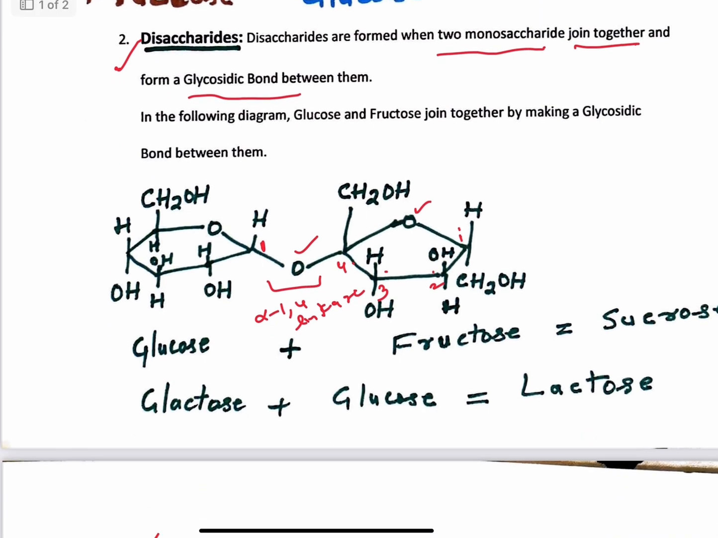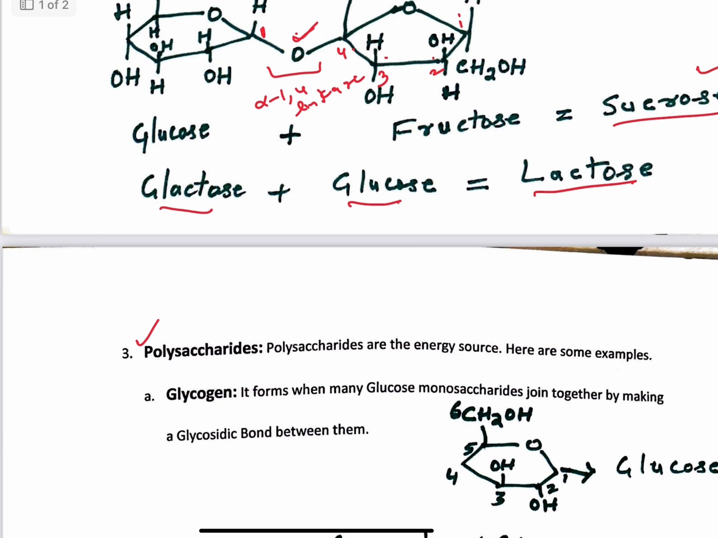So for example, glucose and fructose make this glycosidic bond right here, and the end product is sucrose. Similarly, galactose and glucose make lactose. So those are the disaccharides. So let's talk about polysaccharides.